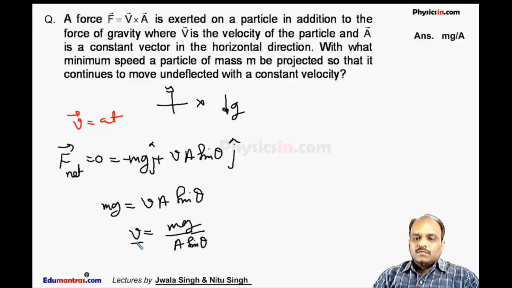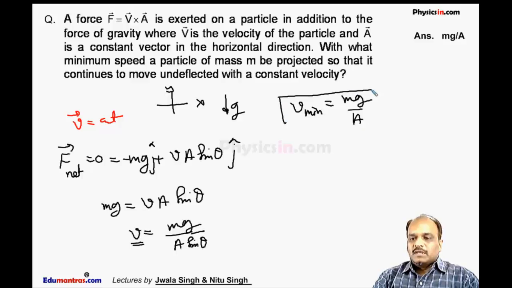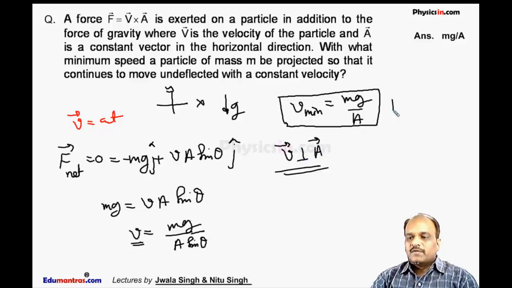Now this v depends on mg, which is constant. A is also a constant vector which is given in this question, and theta is variable. So if v is minimum then sin theta must be maximum. So minimum speed is mg by a. This is the minimum speed, and in that situation the velocity is perpendicular to this vector. So this is our answer.